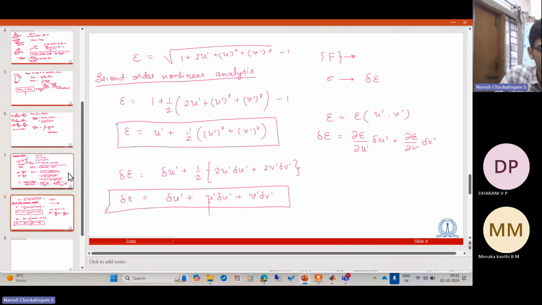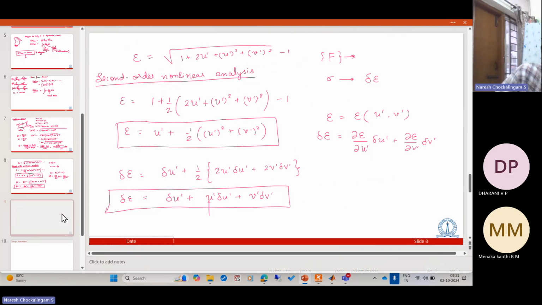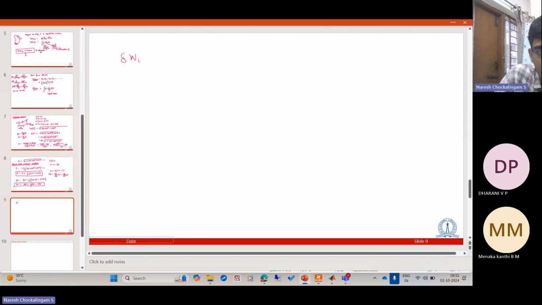Now this is fine. So just plug this back into our expression for internal virtual work. So we have del W internal is equal to integral sigma del epsilon, and del epsilon we just got as del u prime plus u prime del u prime plus v dash del v dash, and integrate it over the volume. So let me split it into two integrals, one over the area and then over the length. Because we are dealing with prismatic members, the area is not depending on length. So x goes from 0 to L. Okay, so this is fine.